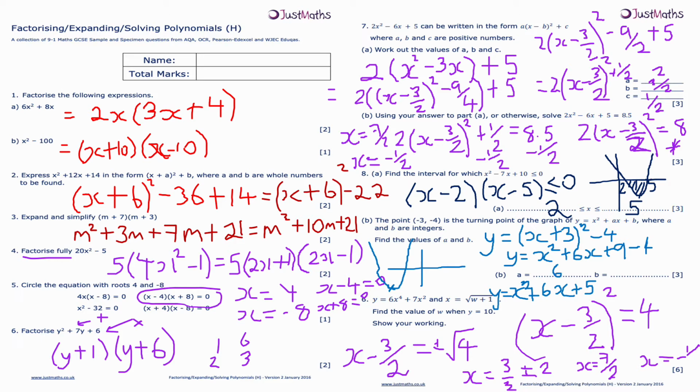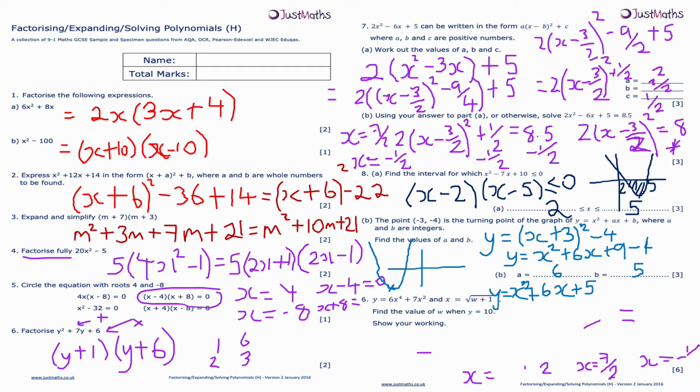So let's delete this now so we can answer question number 9. Or 6, sorry. I'm not sure why there is a 6 there. It should be a 9, sorry. So this is question number 9. We are given that y is equal to 6x to the 4 plus 7x squared, and x is equal to the square root of w plus 1. Find the value of w when y is equal to 10. So let's sub in y is 10 and rearrange it. I'm going to have 6x to the 4 plus 7x squared.